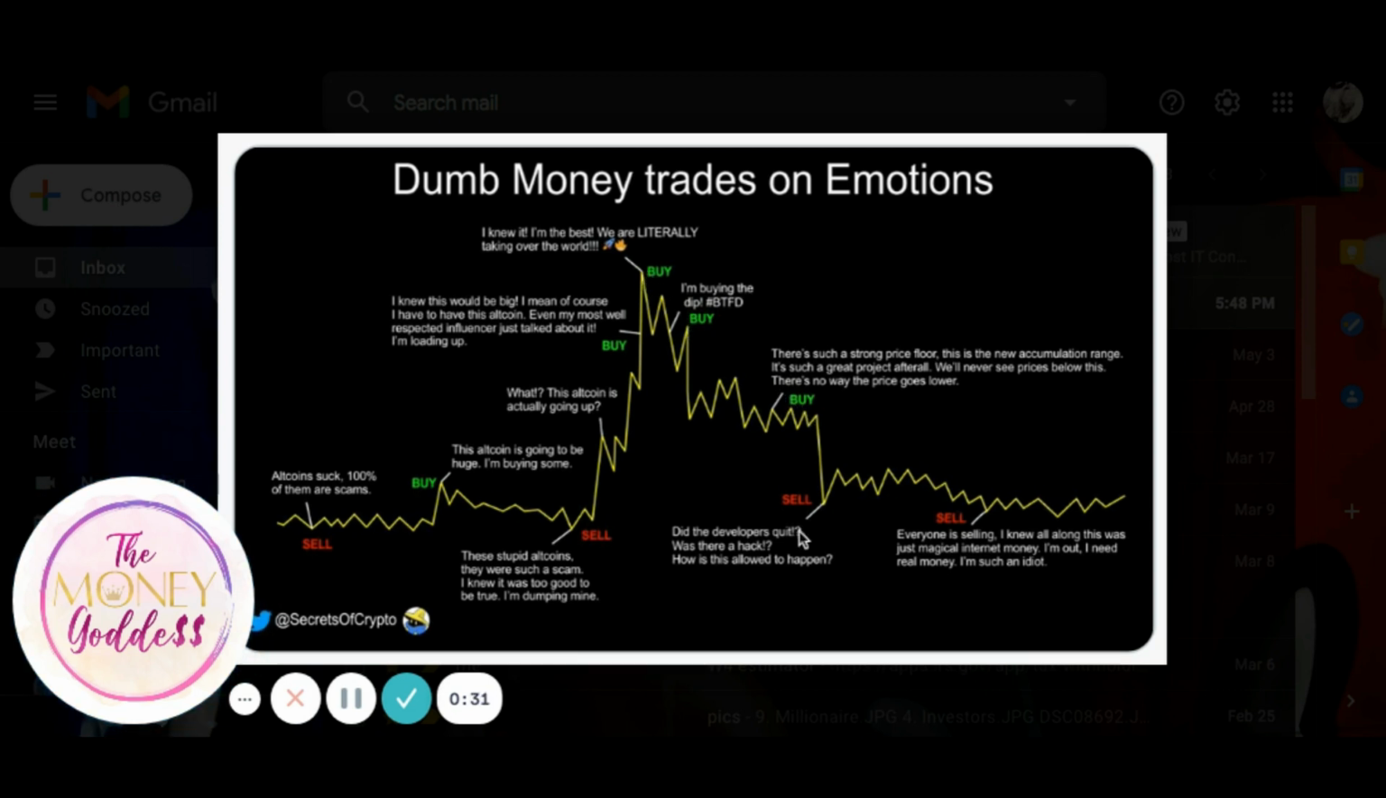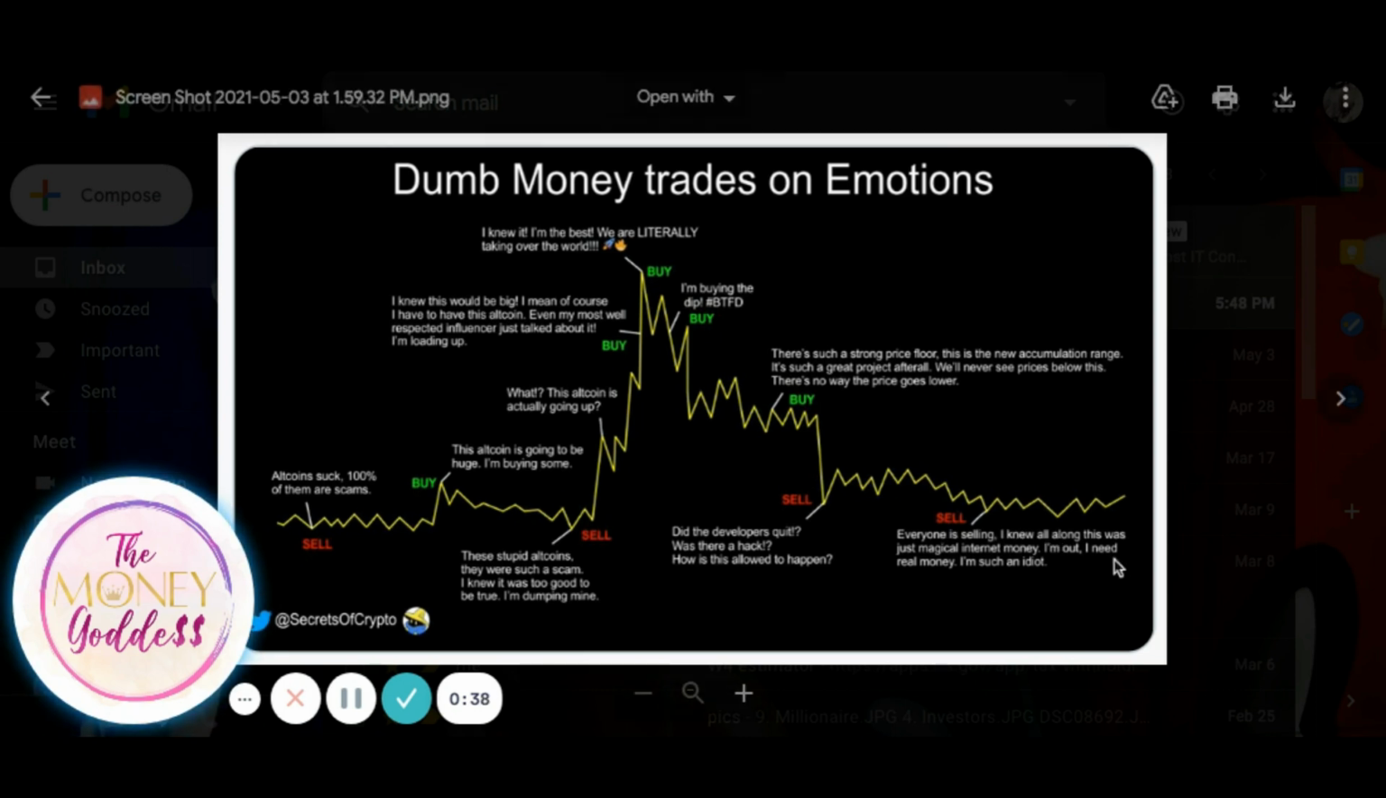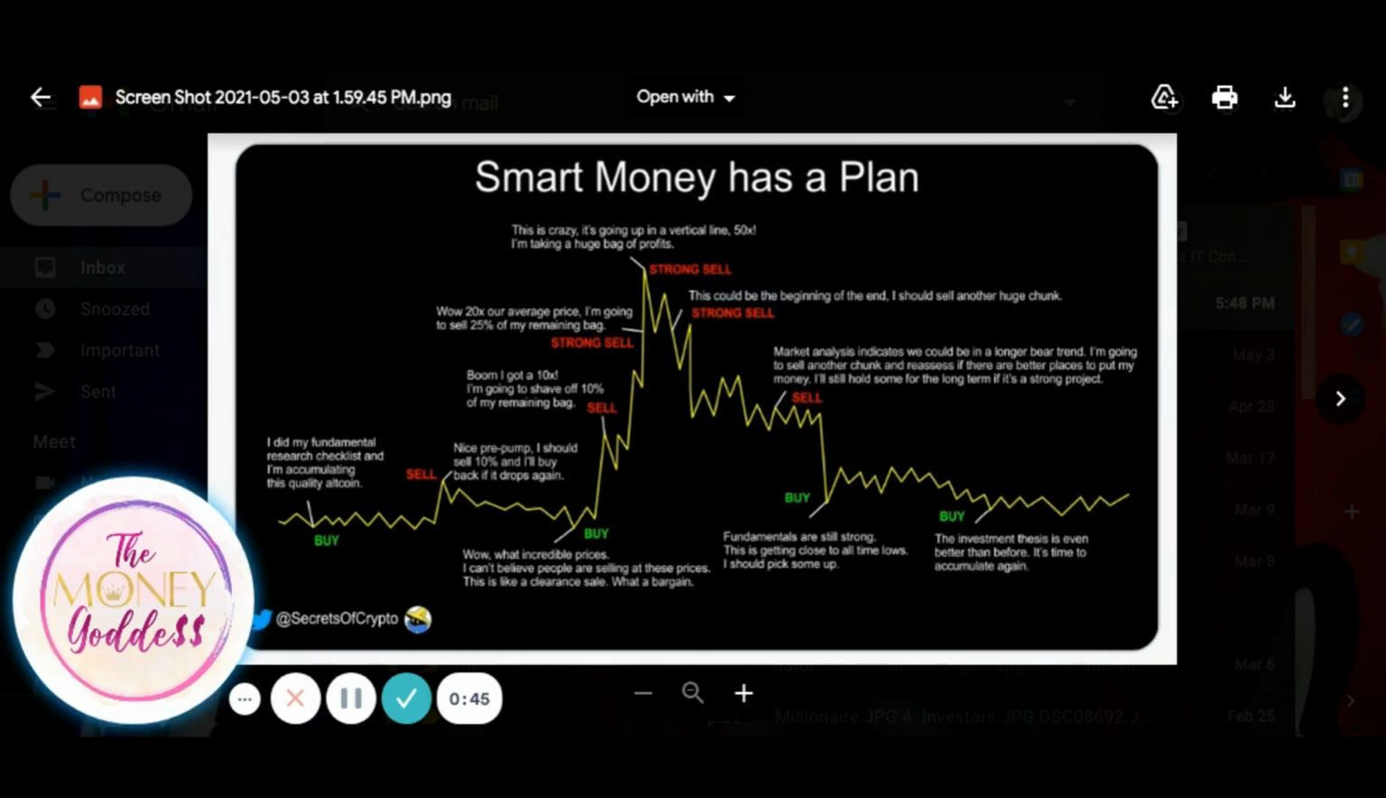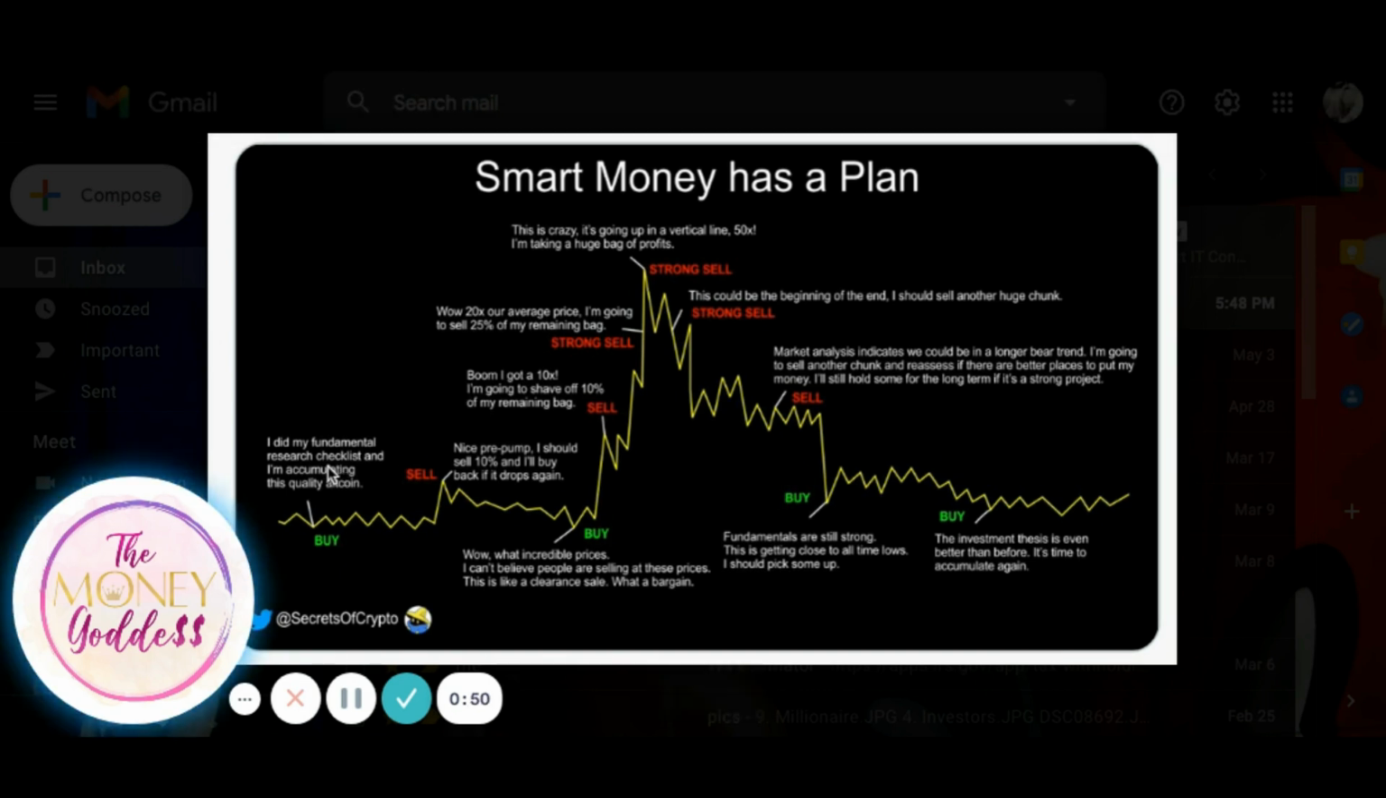And then you're like, wait a second. Did the developers quit? Was there a hack? How is this allowed to happen? When things go down and you're selling as everything is down, you lose confidence. Well, smart money has a plan. Smart money has done fundamental research. They've read the white paper and the light paper. They've looked at the team.